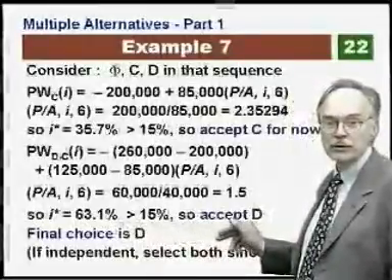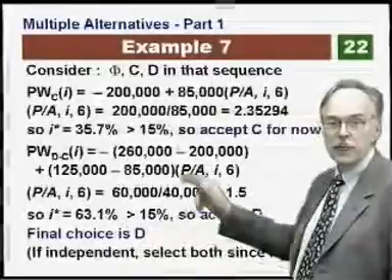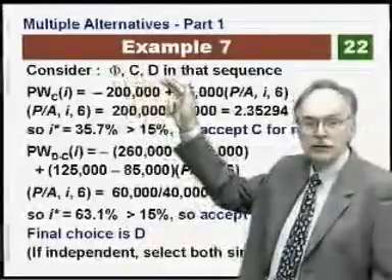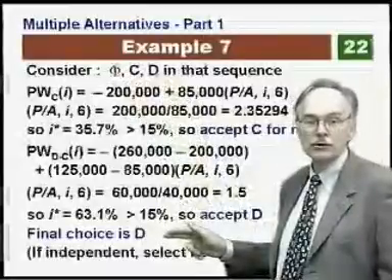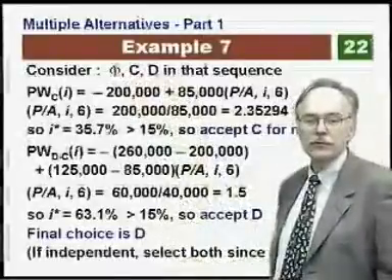We've run out of projects in our sequence. Our original sequence was do nothing, C, and D, so we stop. The final choice is D for mutually exclusive alternatives.